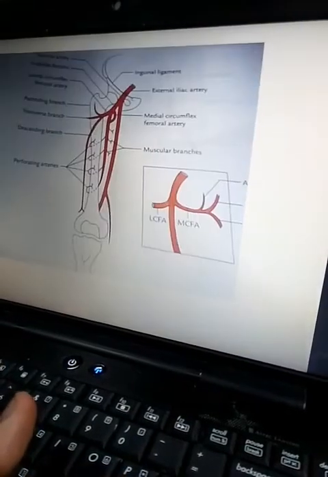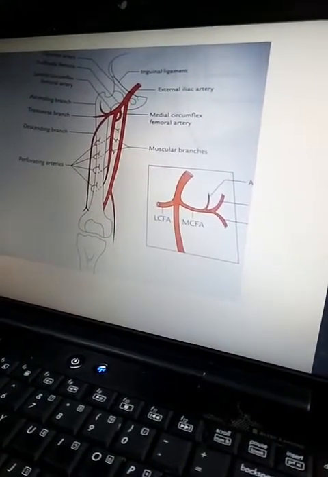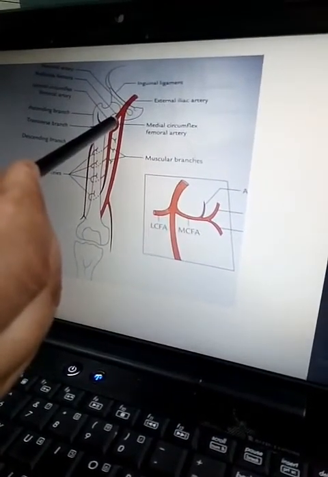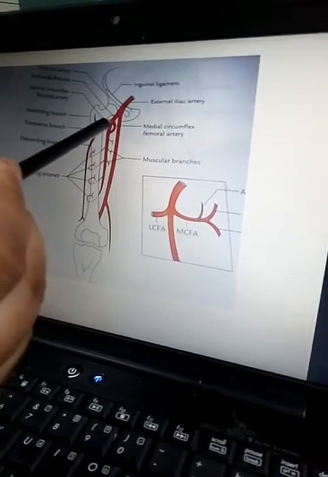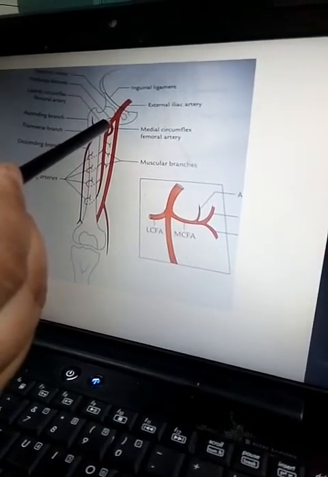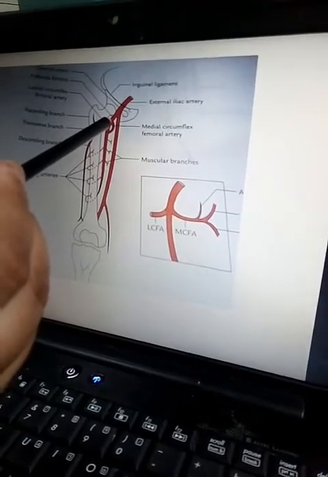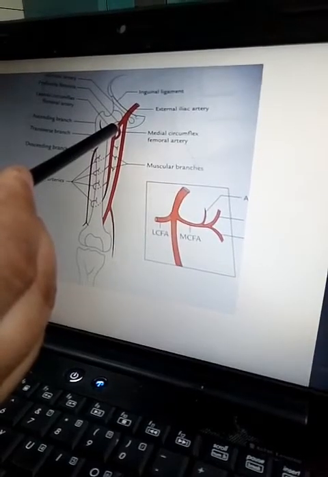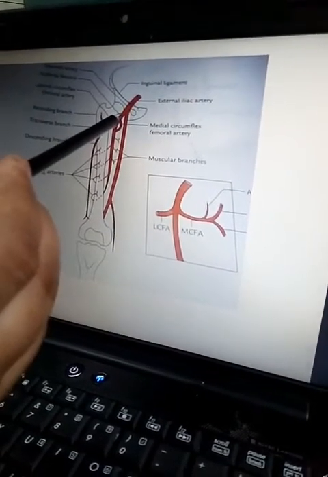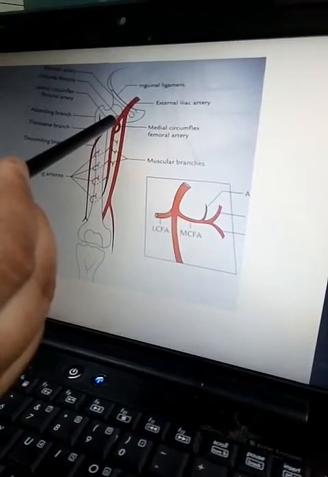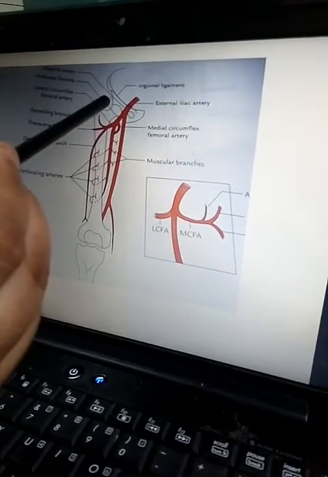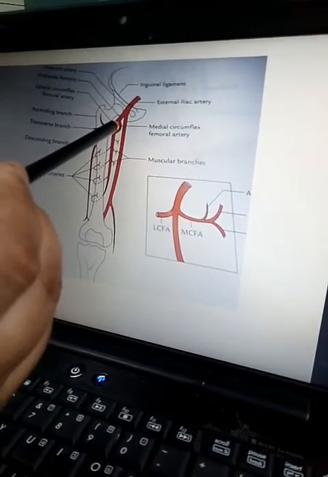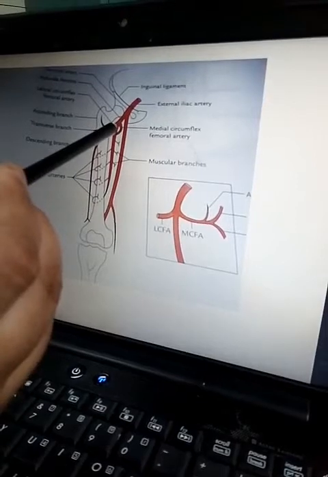Now an important artery, that is the profunda femoris artery. It is also known as the deep femoral artery. It is the largest branch of the femoral artery and is the chief source of blood supply to the muscles of all the three compartments of the thigh. It arises from the lateral side of the femoral artery in the femoral triangle, about 4 centimeters below the inguinal ligament. It then passes posteriorly between pectineus and adductor magnus, adductor longus.